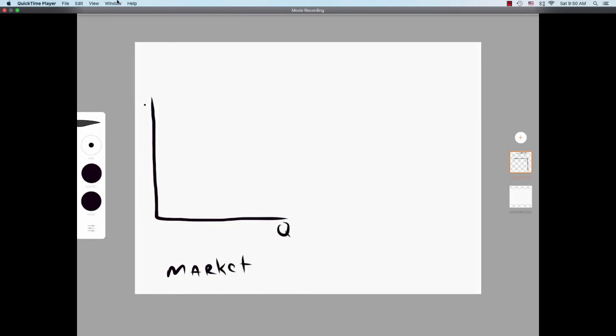So this is where the price gets set. The second graph is the graph for the individual firm. So the individual business gets its own graph. And on this graph, remember, we have our dollar values up here. In the market graph, we're just looking at setting price.